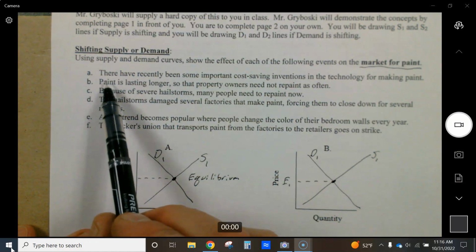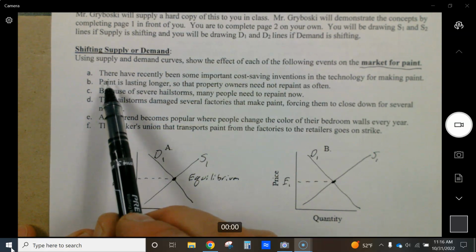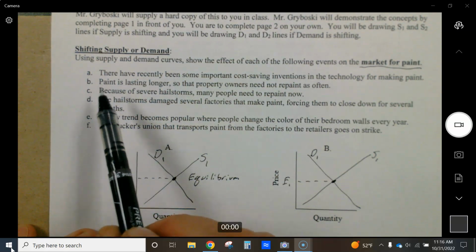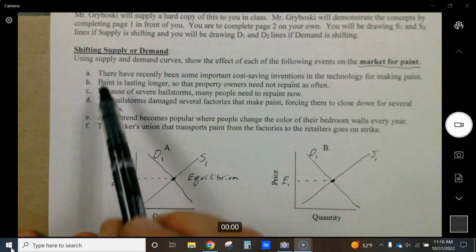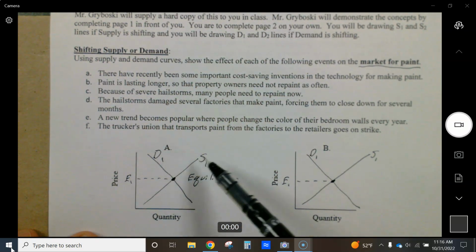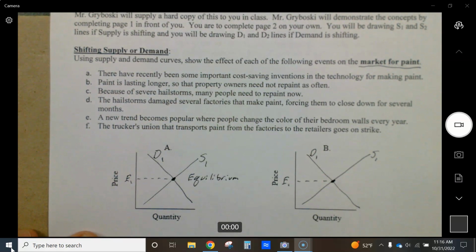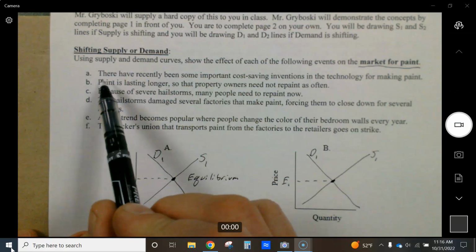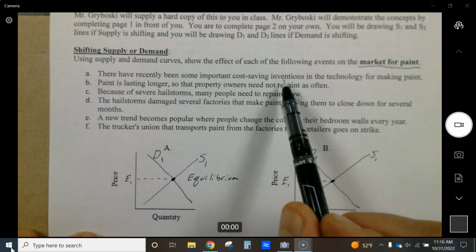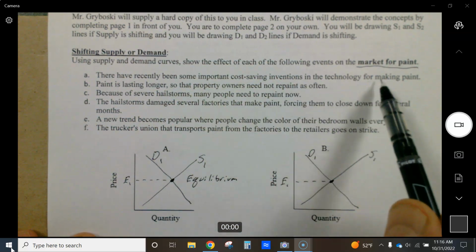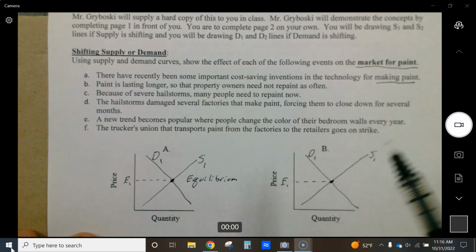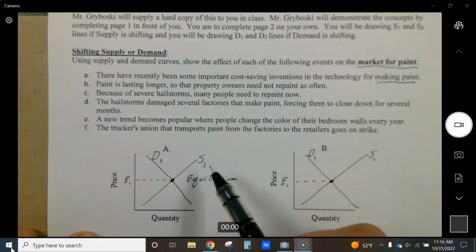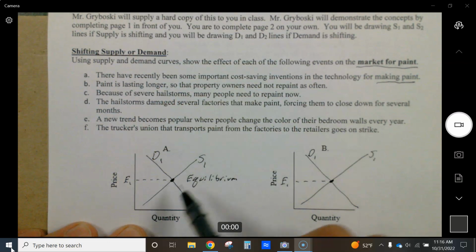So A says, there have recently been some important cost-saving inventions in the technology for making paint. So the first thing we have to do for each of these scenarios is figure out, are we talking about supply or are we talking about demand? And in this case, since we're talking about the technology for making paint, there's the key, then we know we're talking about the suppliers, the people who supply the paint and make the paint. So in this case, we're dealing with the S is going to be shifting.